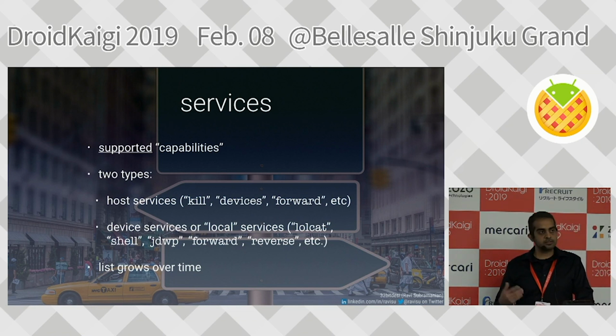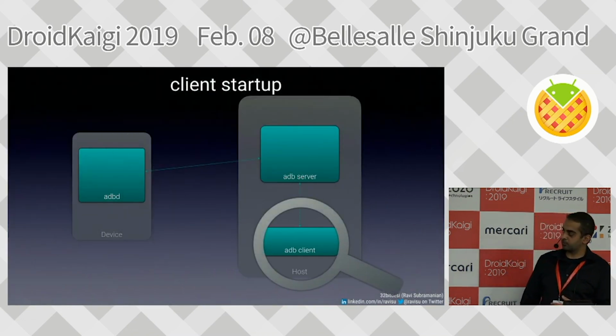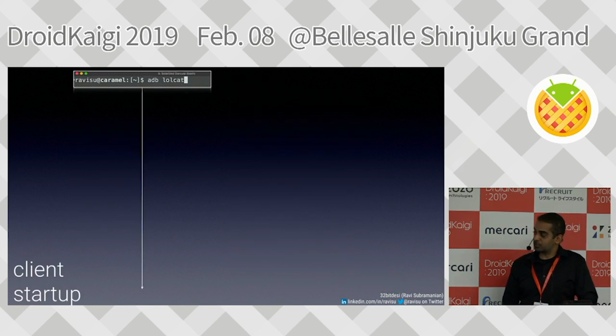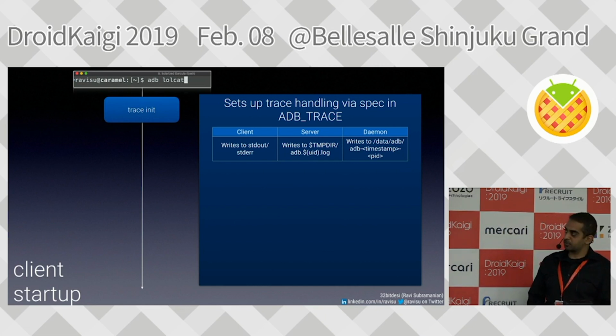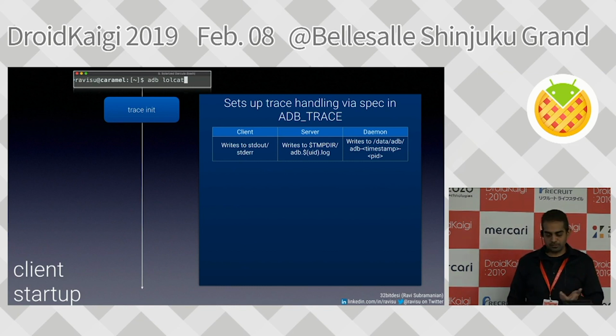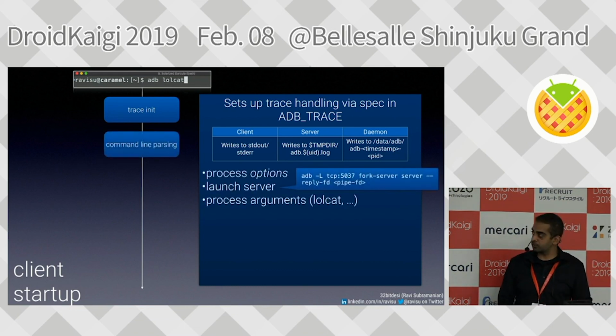So as we start diving deeper into each of these and to understand what actually happens under the covers, it would be useful to actually focus in on what each of the components do. So let's take a quick peek at what the ADB client does when it actually kicks up. So when you actually type in ADB lolcat, the first thing it does is some trace initialization. So there's this little trick where if you are really interested in what ADB does under the covers, you can set the ADB trace environment variable to a variety of values. So you could just say all, and it just spews out a bunch of interesting tracing information. So it needs some setup for that, so that happens first.